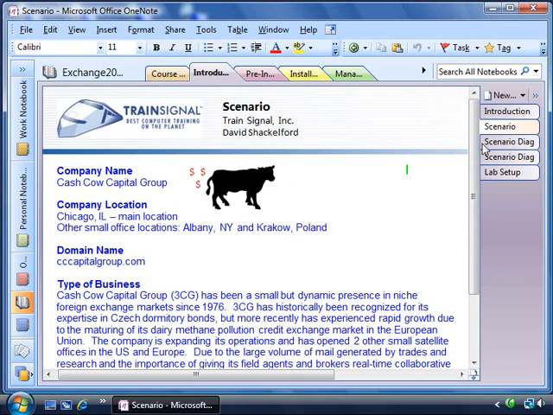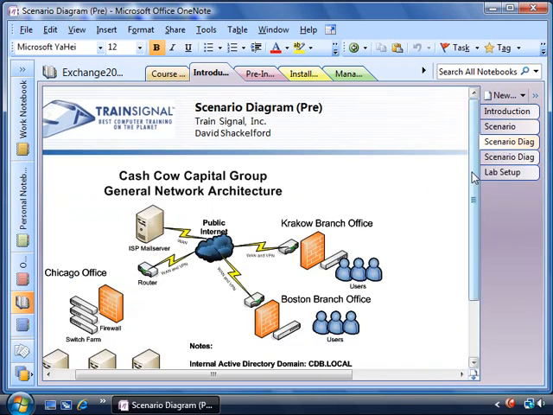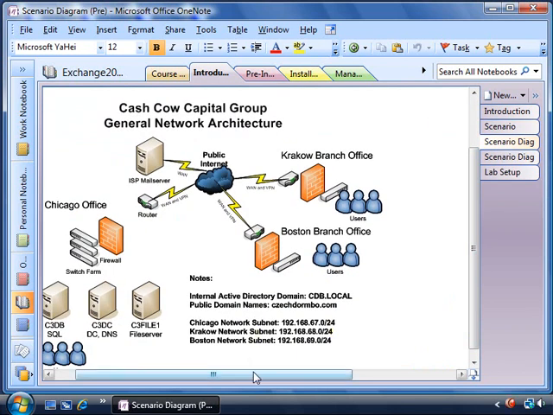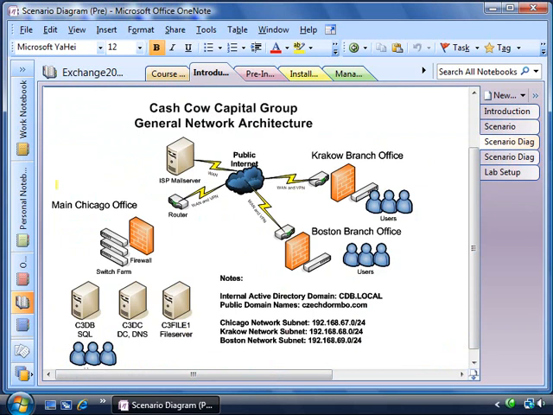Let's look at their actual setup. Right now, here's what they look like. In their main Chicago office, they've got 3 servers, a DC, a SQL server, and a file server. They've got their mail hosted at their ISP's mail server out on the internet. Each office has a router, a WAN link with VPNs going between the offices in a spoke format.